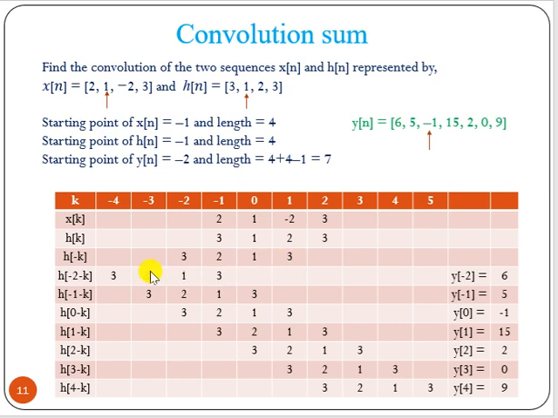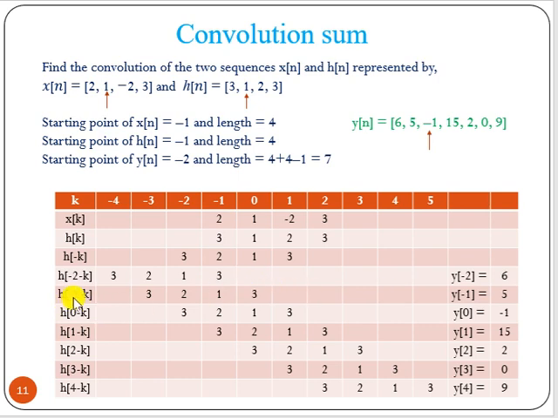Now if you look at x of k and h of minus 2 minus k, there is an overlap. That means the result is nothing but 3, and we can multiply. So 3 into 2, 6. There is only one value overlapping, so only one value. There is no summation that comes into the picture.